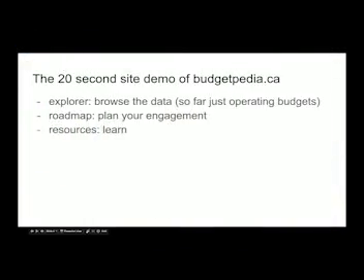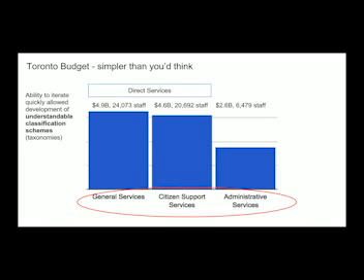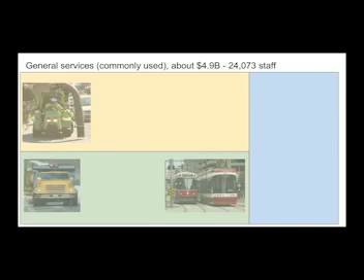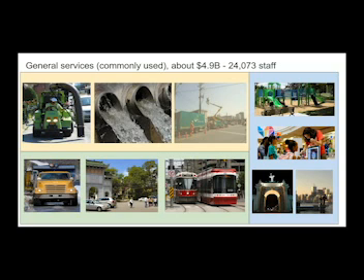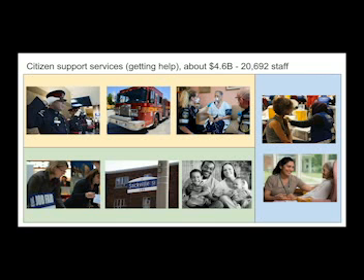Some of what we've learned: we've created what we call an operating budget functional taxonomy. It's a classification scheme that we think gives a simple overview of the budget to make it a little easier to think about. We've divided services into general services, citizen support services, and administrative services. They're all pretty familiar to people. The general services are utilities; transport services, where we're combining roads, parking, and transit for just getting around the city; and city commons, places to hang out, basically: parks, libraries, and various attractions.